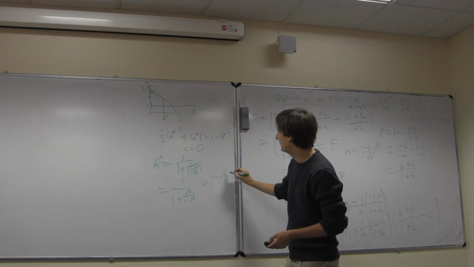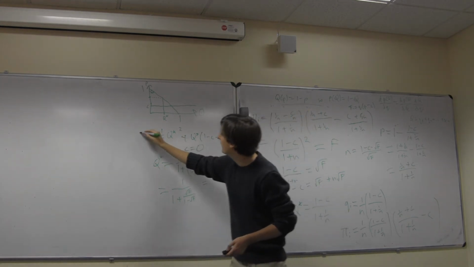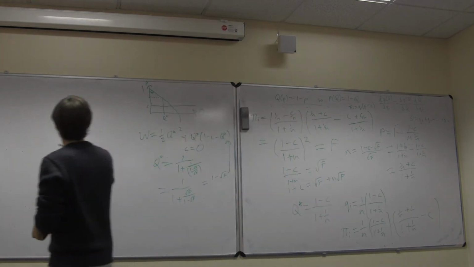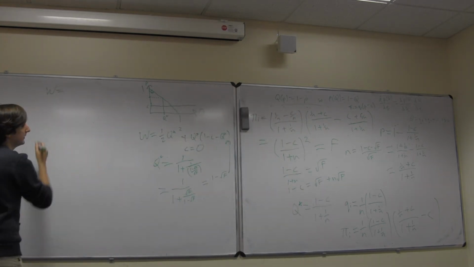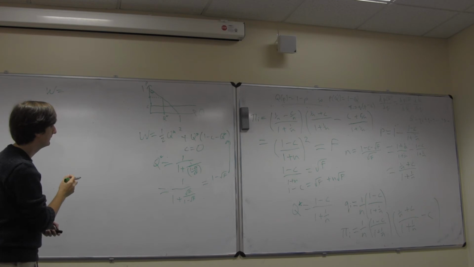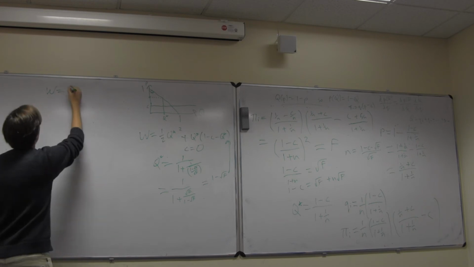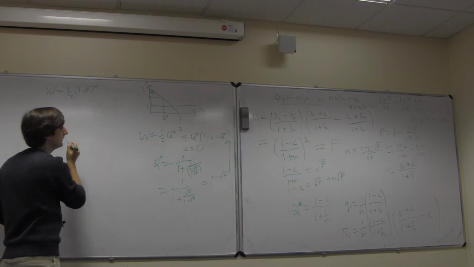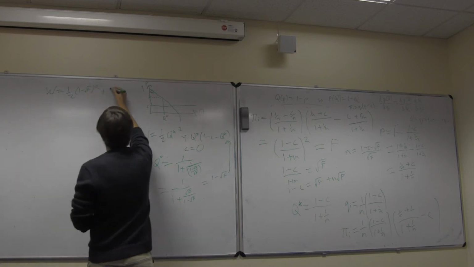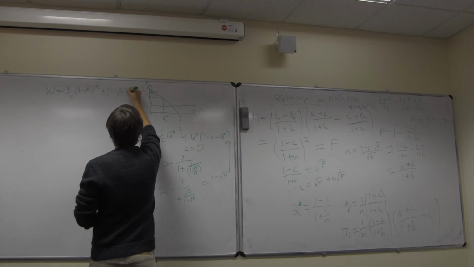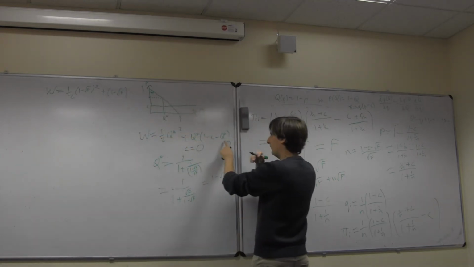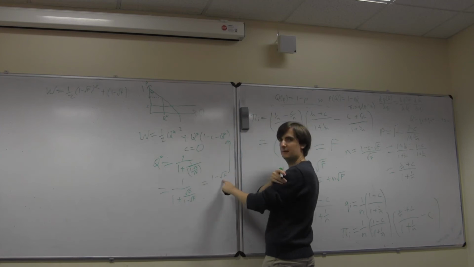So let's now plug that into this social welfare thing. So social welfare is going to be equal to half times 1 minus root f squared, plus 1 minus root f times 1 minus q, which is just root f.